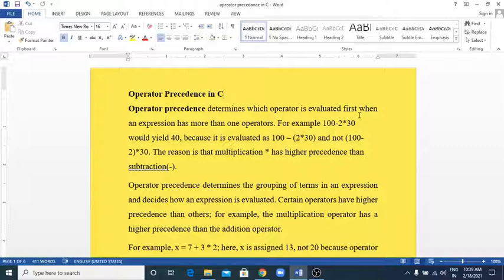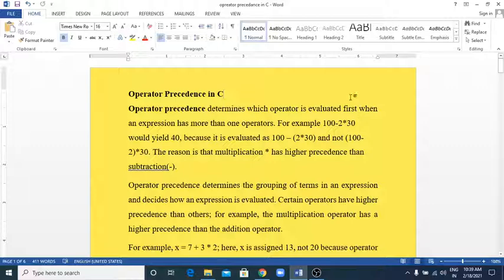In the previous section we had seen what operators are available in C. Then what is operator precedence in C? The operator precedence determines which operator is evaluated first when an expression has more than one operator. The operator precedence is nothing but which operator is evaluated first when an expression has more than one operator.